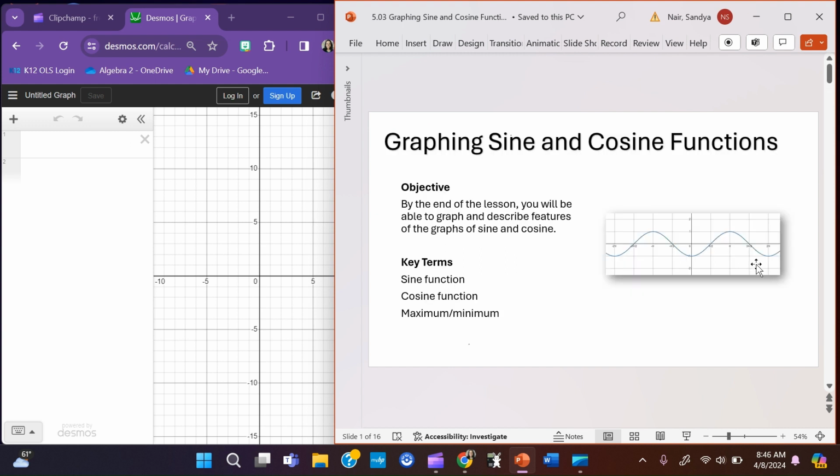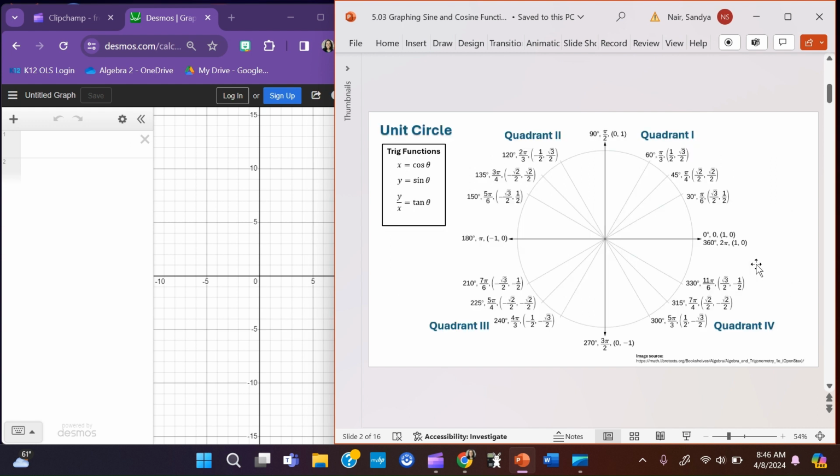So in this video, we're going to talk about the graphs of the sine and cosine functions. So remember the last video, we talked about the unit circle and we talked about how you can find the sine, cosine, and tangent measures of important angles using the unit circle.